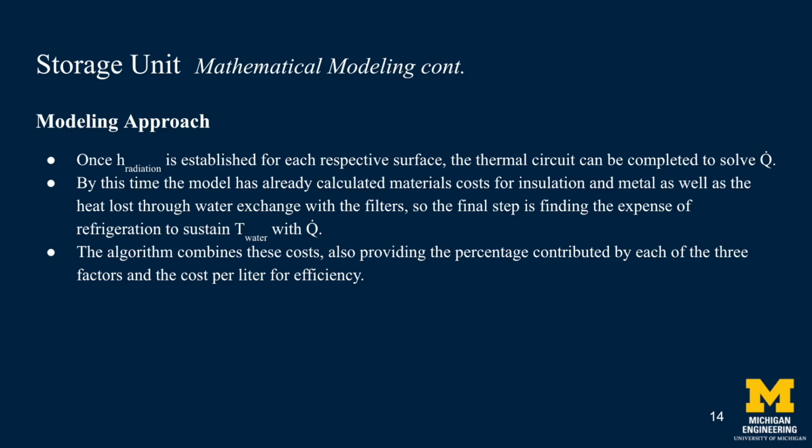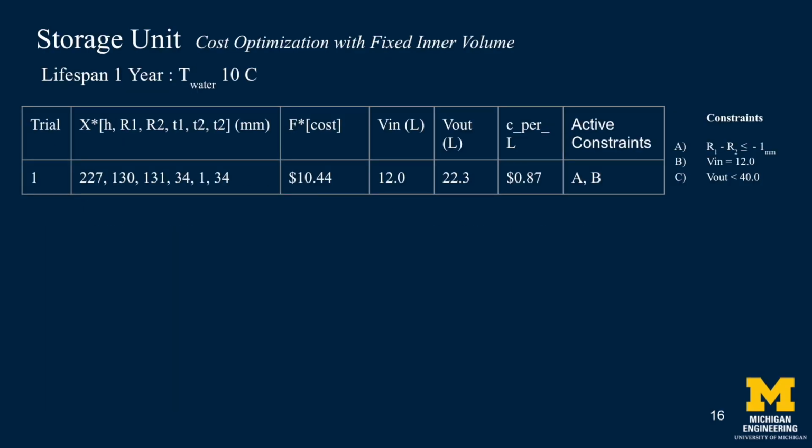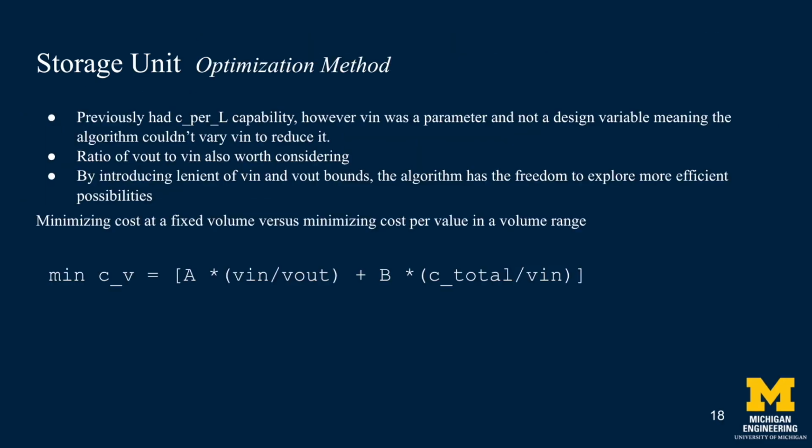Once this is established, it's a relatively straightforward thermal circuit, so by summing the electrical cost with the manufacturing, we have our answer. This is done in fmincon in MATLAB, which is efficient for a nonlinear constrained design problem and was very good for my physics-based equation solving. For the first problem with the fixed volume optimizing for cost, we got down to 87 cents per liter. And to experiment for a variable volume for optimizing for cost per liter instead of cost overall, we got 89 cents, which is not nearly as good.